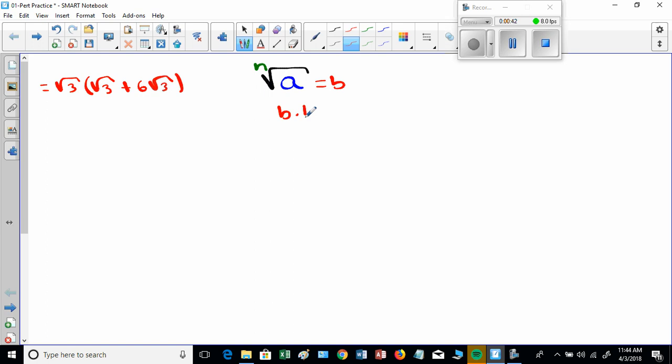and we multiply the number b by itself n times, and it will give you the number 8. So that's basically the concept.